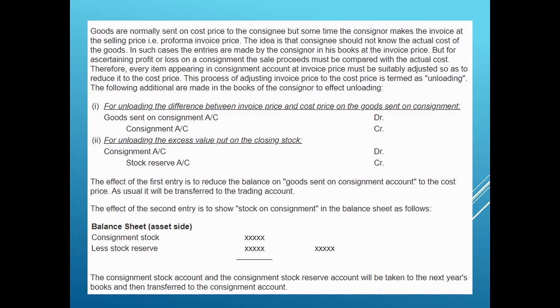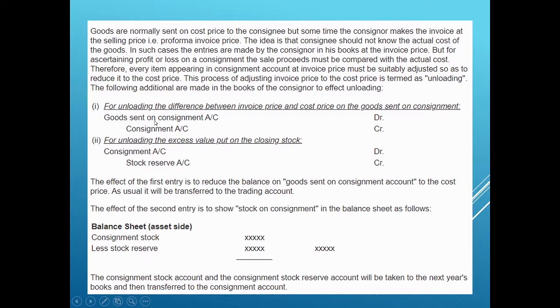Now we want to compare the profit on cost. We have to convert them into cost price by writing a reverse journal entry, that is, goods sent on consignment account to consignment account, to change the invoice price to cost price. Therefore, every item appearing in the consignment account at invoice price must be suitably adjusted so as to reduce it to cost price.